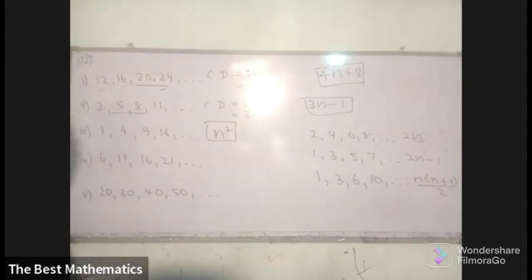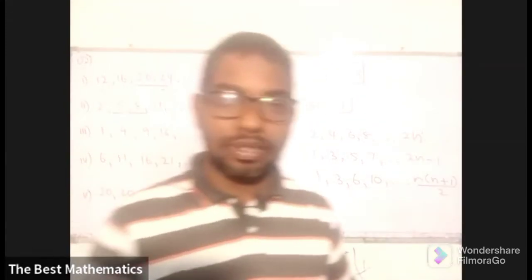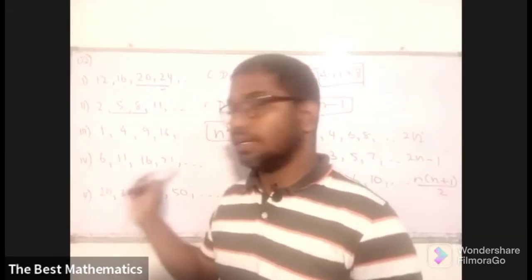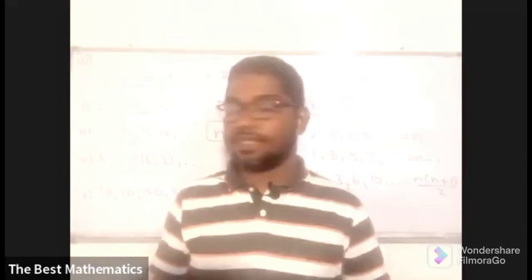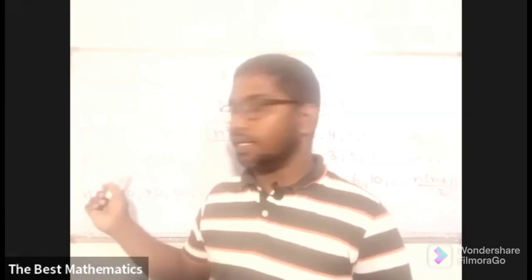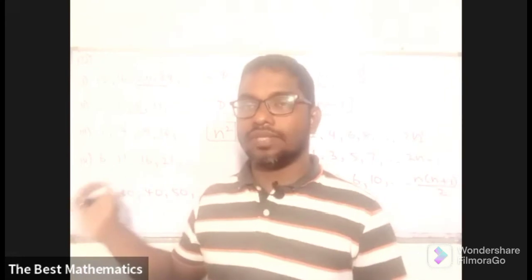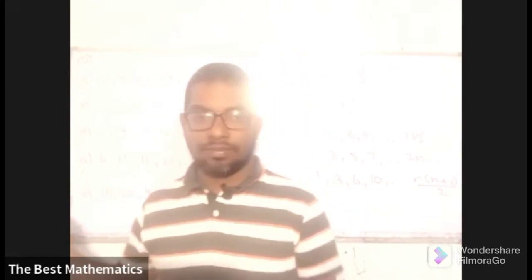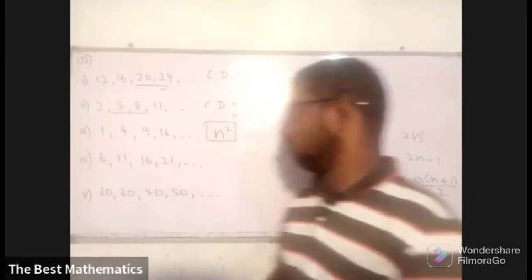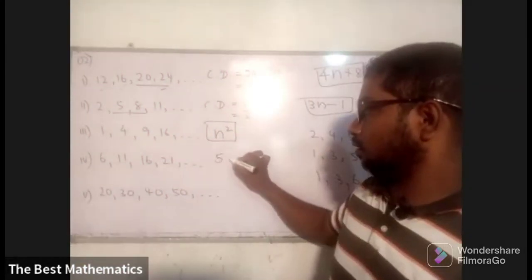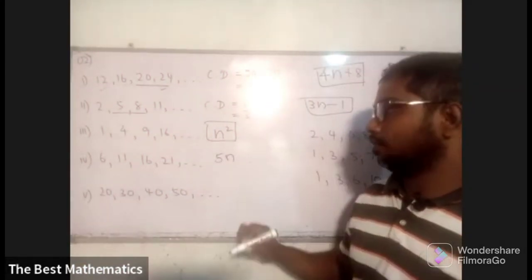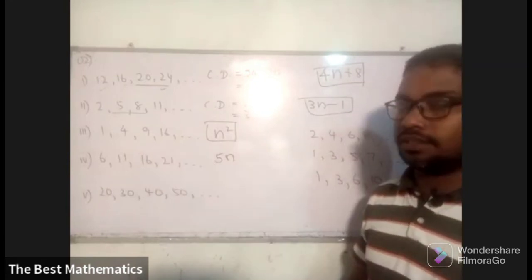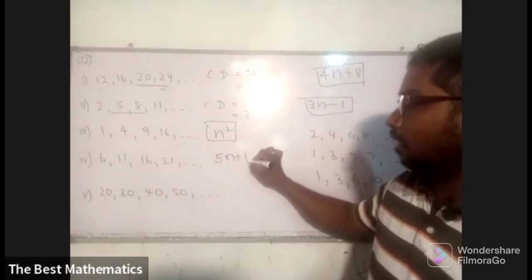Question number 4. 6, 11, 16, 21. Another number pattern again that has a common difference. Consider any two successive terms and subtract the previous one from the next one. The common difference is 5. Apply n for that: 5n. Then to build up the first term, add 1.